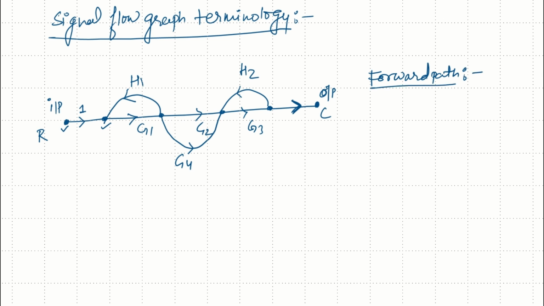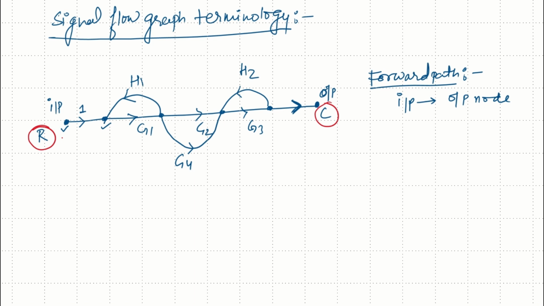So basically, what exactly is the forward path? Forward path is the path which goes from the input node to the output node. It always goes from the input node to the output node. So in this example, this is the input node R and this is the output node C.